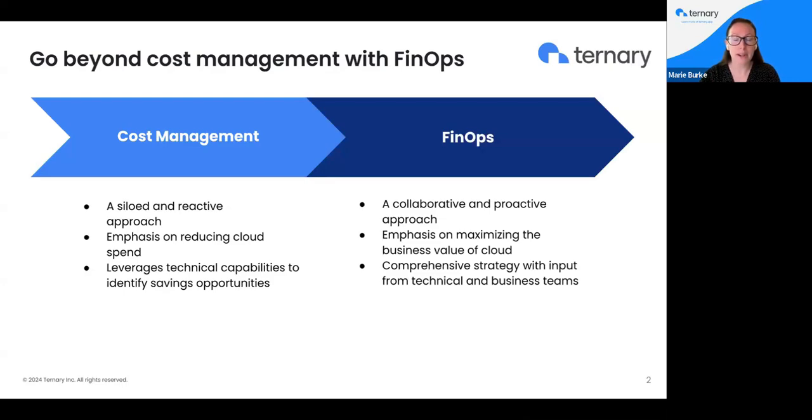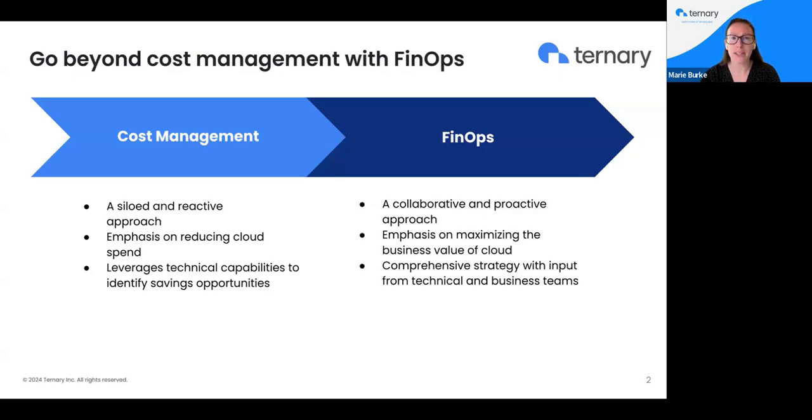So whereas cost management may have been more of a siloed and reactive approach, perhaps you overshot your budget and your management team came down with a slap on the wrist or a mandate to go fix that or find some money elsewhere, FinOps is being more proactive and forward thinking, and how can we maximize the value of the spend? And while yes, optimization and savings is part of the FinOps lifecycle, it's not the only focus of FinOps. And really focusing on that comprehensive strategy, multiple stakeholders and personas across the company.